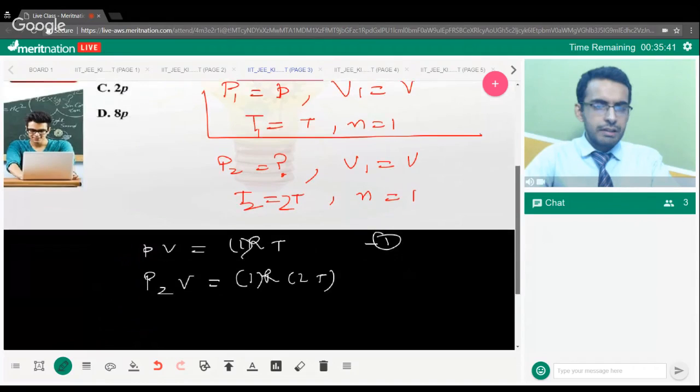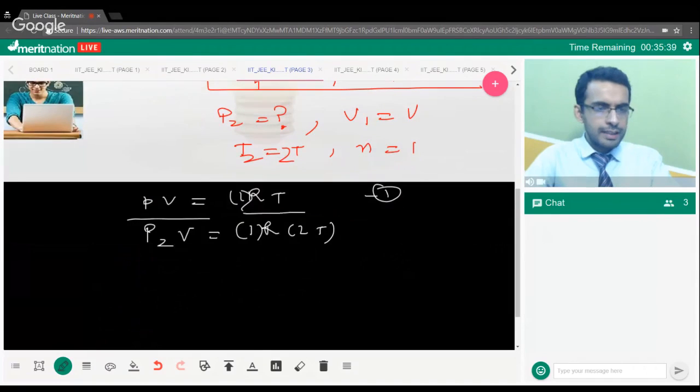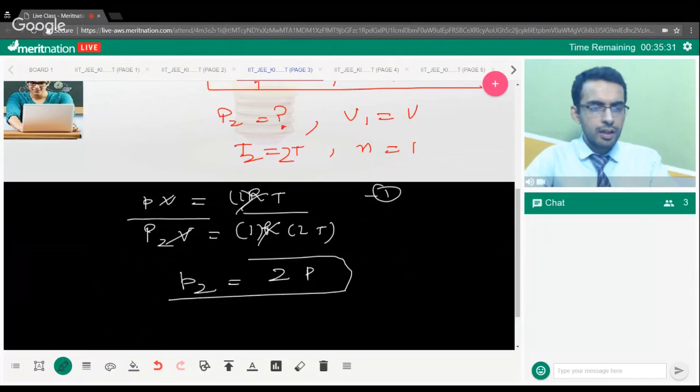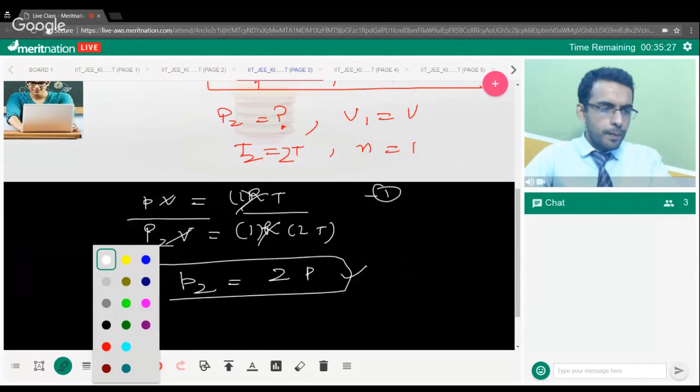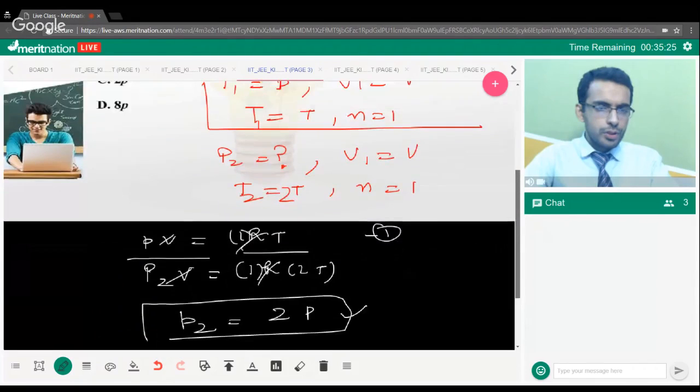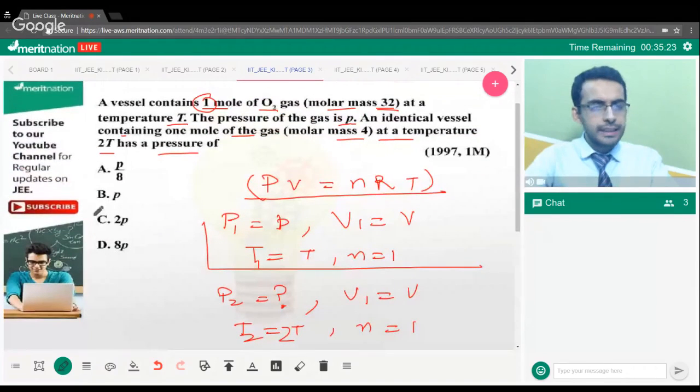So just divide them, you'll get the value. R and R get cancelled, V and V get cancelled. So we can easily say P2 is equal to twice of P. So that's a very easy question, right? So the correct answer is C, 2P.